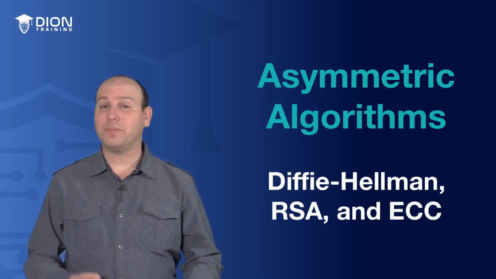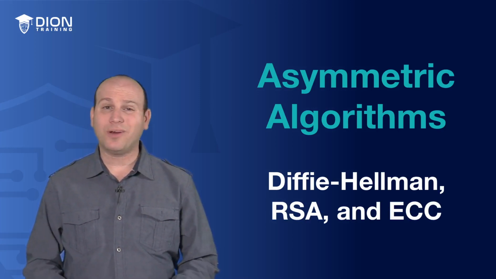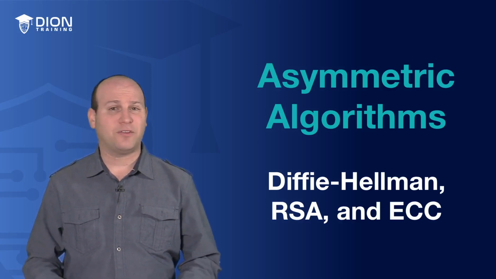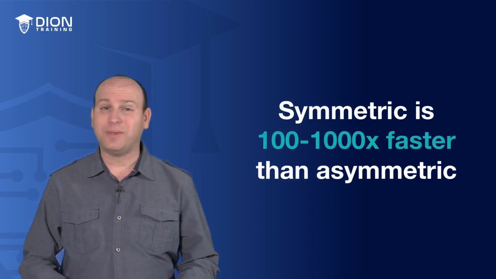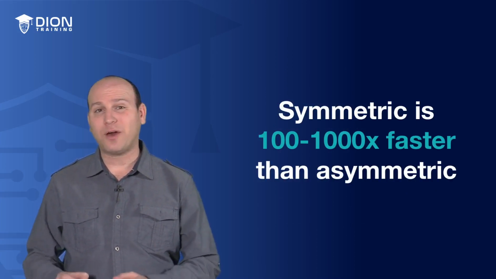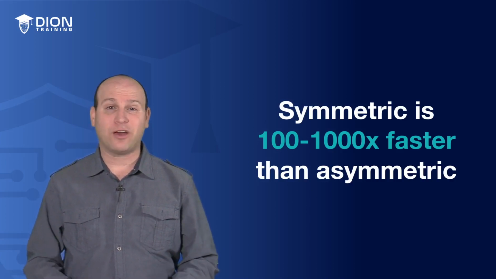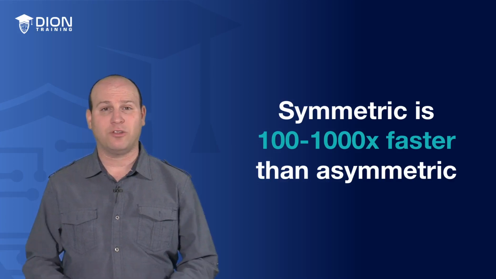Now, when we compare symmetric and asymmetric algorithms, you might be wondering which one is better. Well, that's really a hard question to answer because they both are used for different purposes and have different benefits. For example, symmetric algorithms are very popular because they tend to be about 100 to 1,000 times faster than an asymmetric algorithm. But asymmetric algorithms allow us to overcome the key distribution challenge that we face with symmetric algorithms.